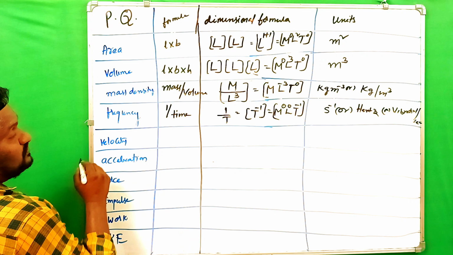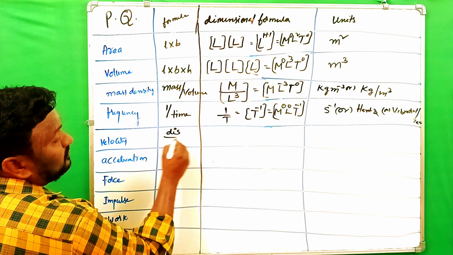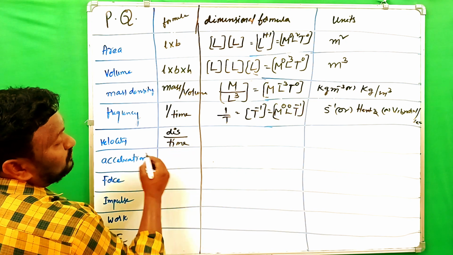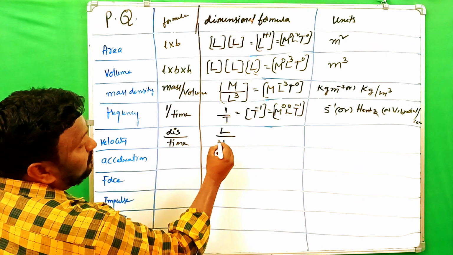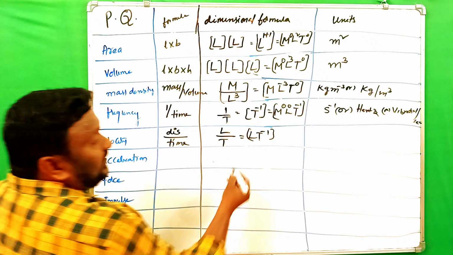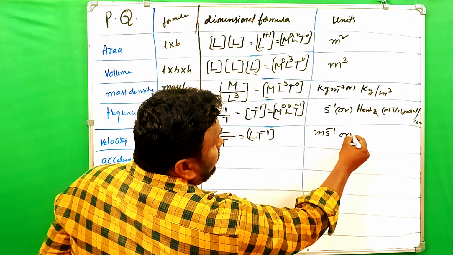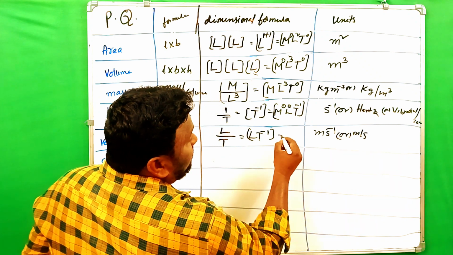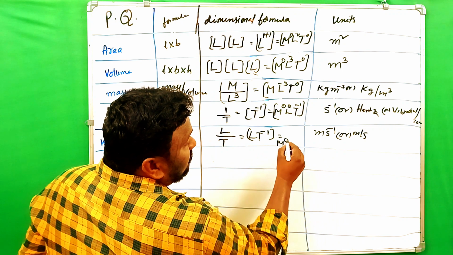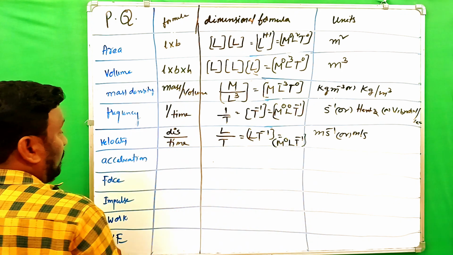And now velocity, we have discussed. Displacement by time. Displacement L, time T, that is what? LT inverse 1. So according to that what to write? Meter second inverse 1 or meter per second we can write. So the address goes to m to power of 0, L, t to power of -1 also we can write, no problem.